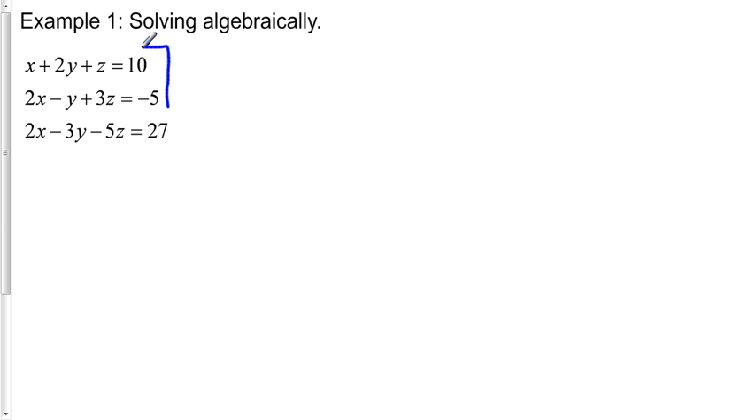and I'm going to eliminate x, just because that seems pretty easy to do. So what I need to do is multiply the top equation by 2, line everything up, and I'm going to use elimination. Okay, so rewriting it, the top equation, everything gets doubled. x times 2 is 2x. 2y times 2 is 4y. z times 2 is 2z. And 10 times 2 is 20.